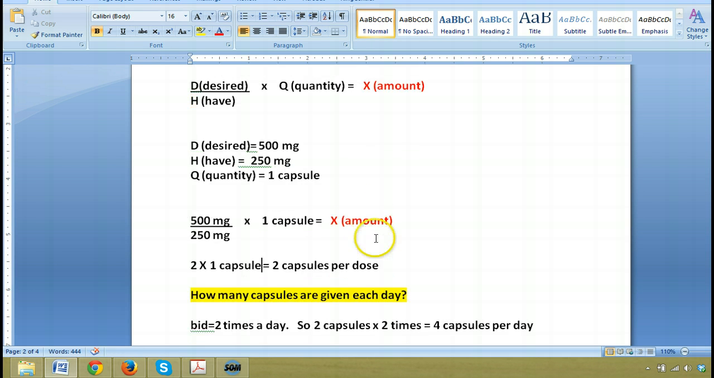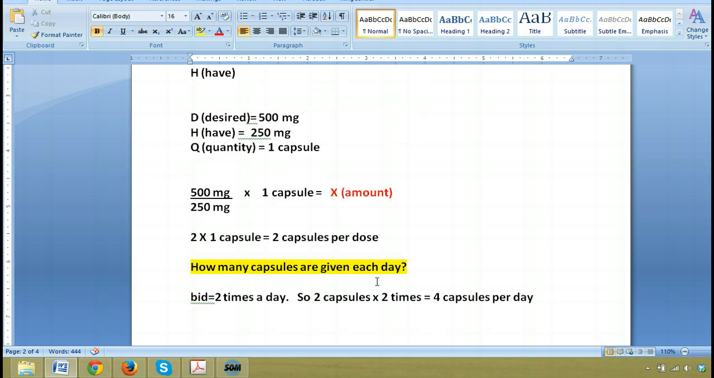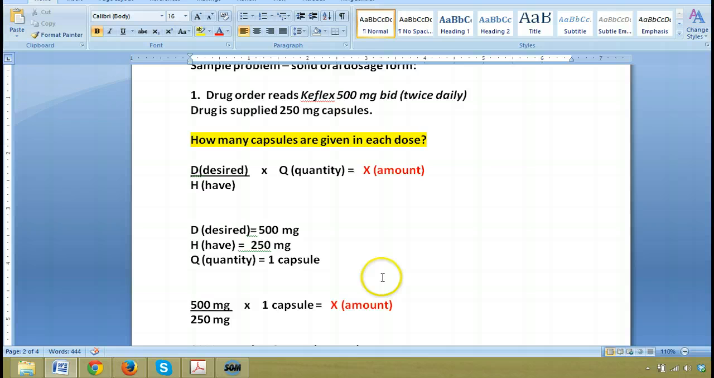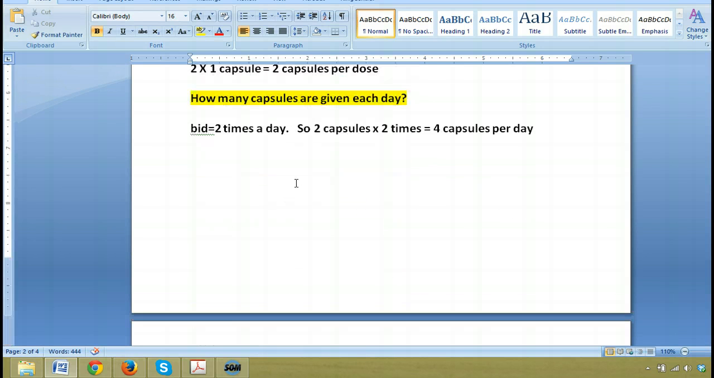But what if you have a question that says, okay, now you know how many capsules you give per dose, how many will you give each day? Well, let's back up a second. BID, I told you, equals 2 times a day. So if you're going to give 2 capsules in one dose, you're going to end up giving 4 capsules per day, because 2 times 2 is 4. All right? So those are pretty easy. Again, if it's an oral dosage form, Q is always 1.